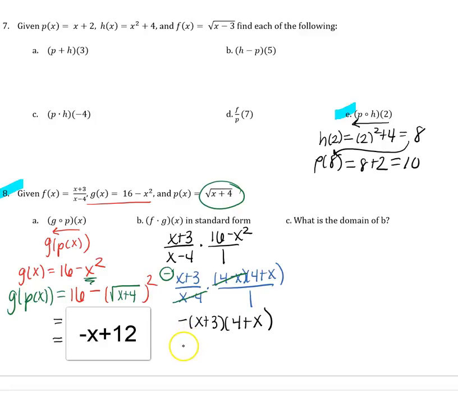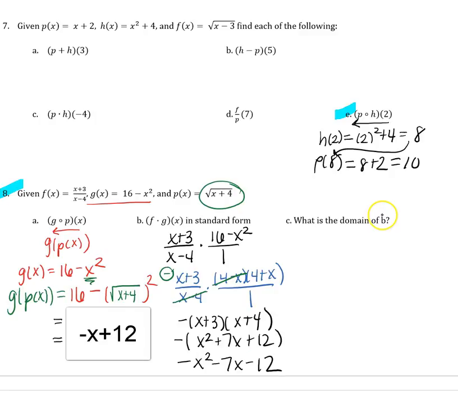which if it wants me to put this in standard form, it's negative. I actually rearranged the 4 plus x to be x plus 4 to help me FOIL. X squared, inner and outers give me 7x. My lasts give me 12. So then distribute the negative, negative x squared minus 7x minus 12.